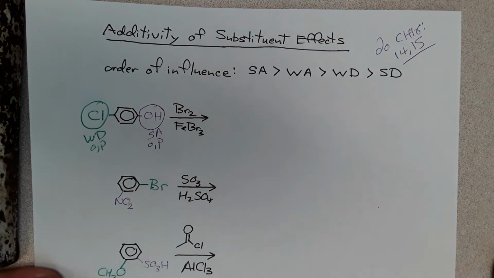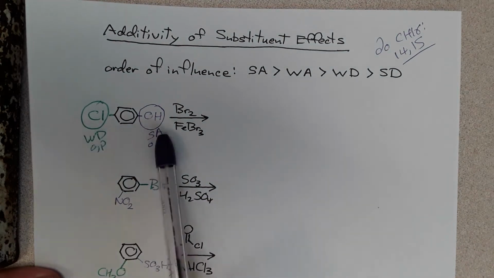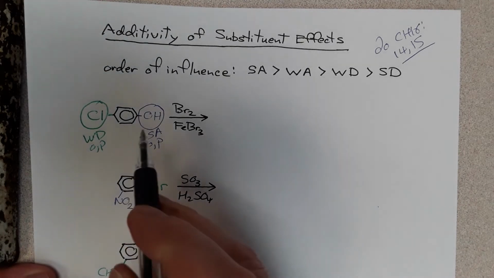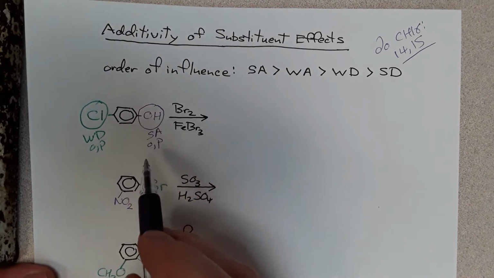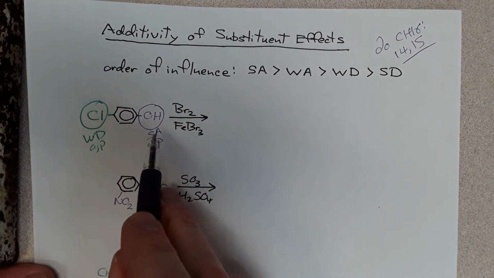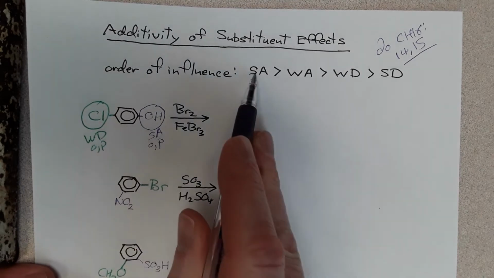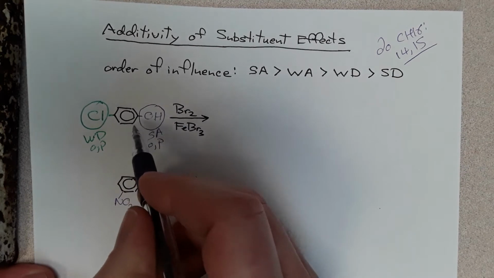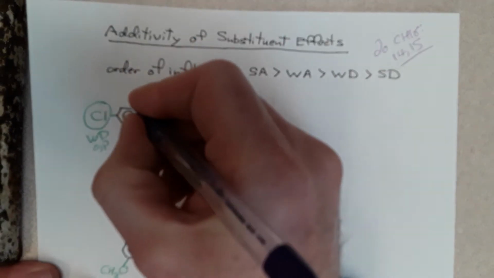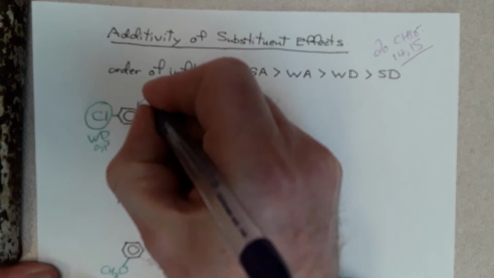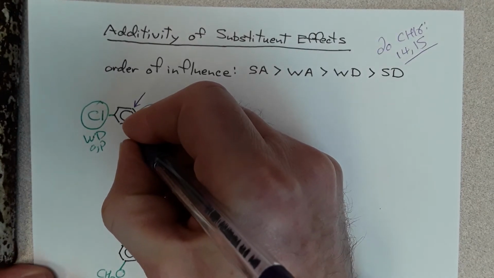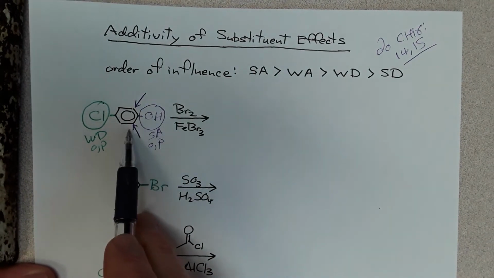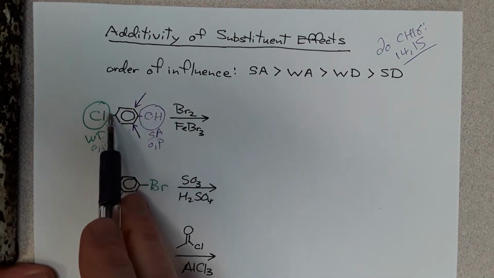So we've set up the competition, and I usually don't use colored pens, but I'm just using that to help to illustrate my point here. The greatest influence of these two groups is going to be the strong activator. That'll have a greater influence than the weak deactivator will. And so what I'm going to show here is where this OH is directing, and I will draw a longer arrow if it is directing more strongly. So this is directing in the ortho positions, can't direct in the para position because there's already something there.